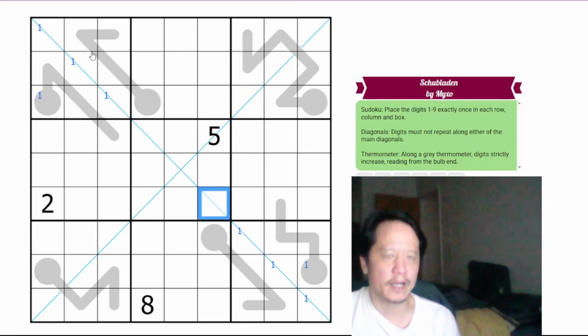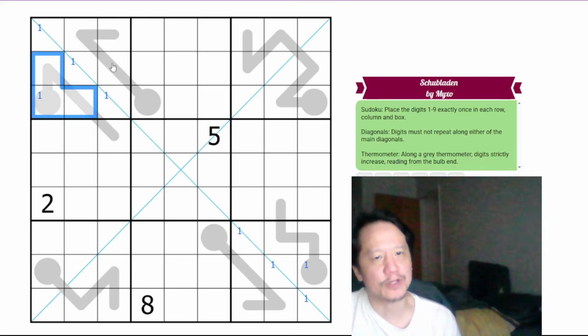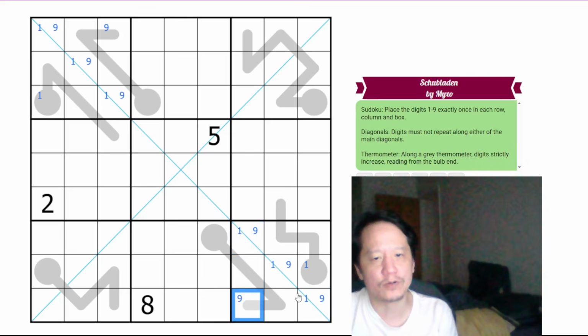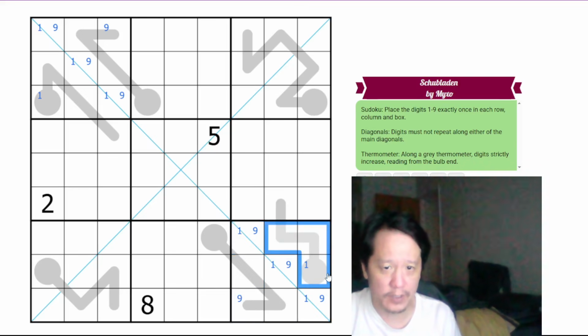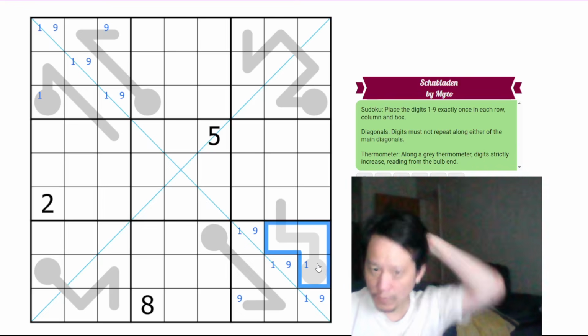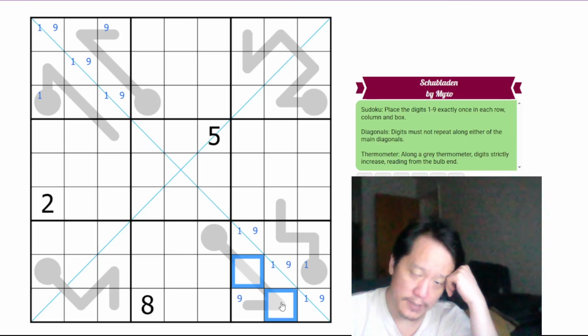So with 9, 9 is the same way. 9 cannot be any of these because there is always a digit higher than it, and can't be these because there's always at least one digit higher than it. So 9 has to be here or here. Same with this. 9 is here or here because 9 cannot be here, because there's always a digit higher than it. And same with these.